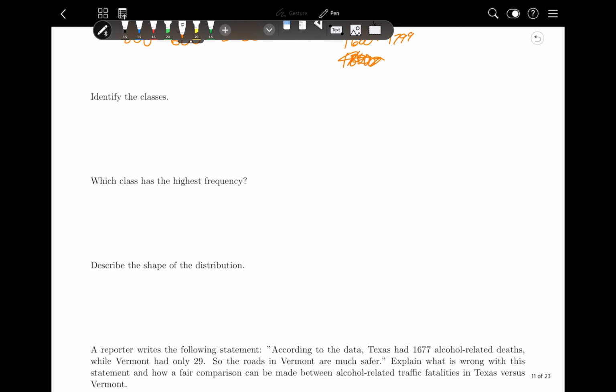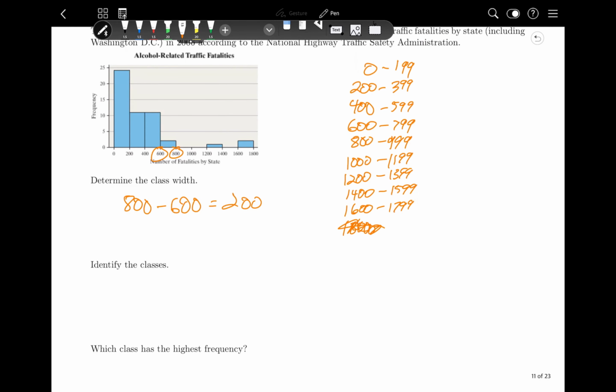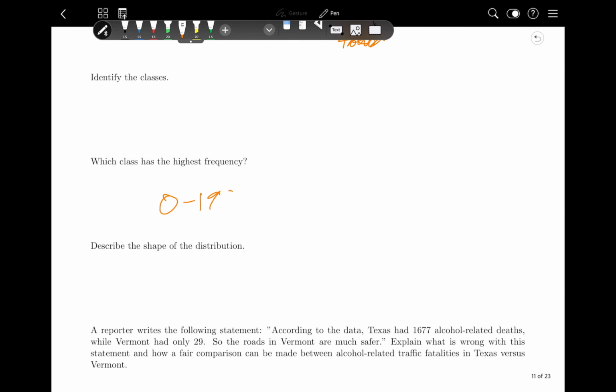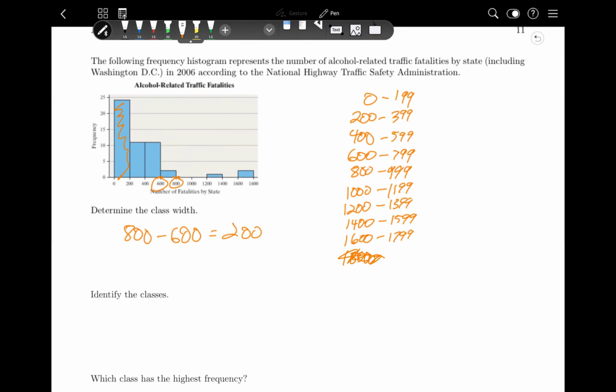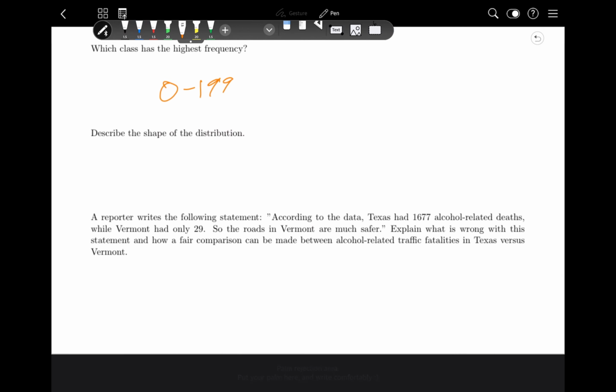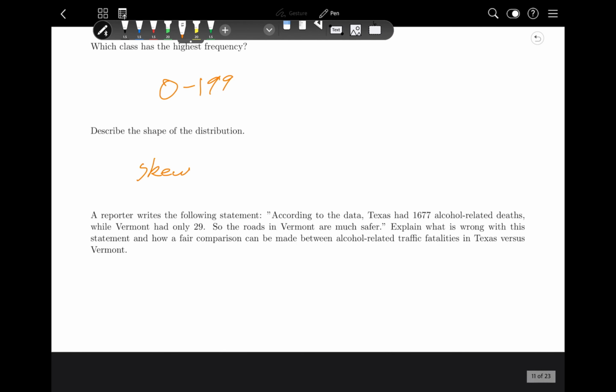Then it says, which class has the highest frequency? This is the same idea as what we did on the last one. Which one has the highest frequency? What's the tallest bar? Well, that's the 0 to 199. Describe the shape of this frequency. Well, the majority of the data is over here on the left, but then it's got a long tail out to the right. So this is definitely skewed right.